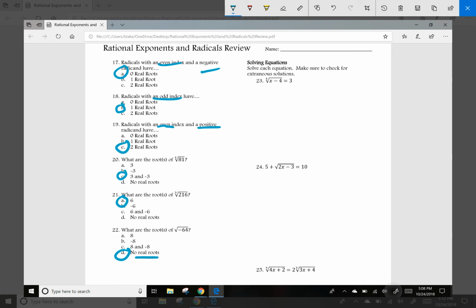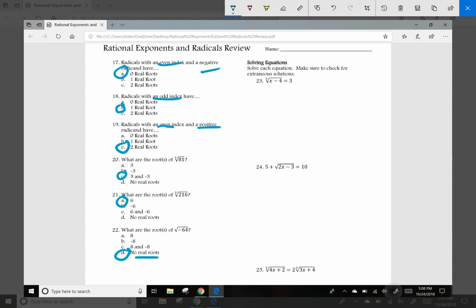So in number 23, we have the cube root of x minus 4 equal to 3. Now notice, all I got to do here, I can't really go inside the radical till the radical's gone. So I have a cube root.